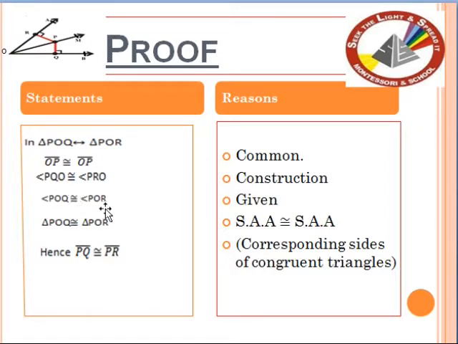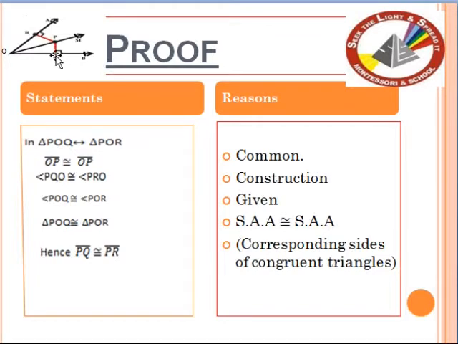Here we can see that two angles and one side of these two triangles are congruent. We have a postulate that if two corresponding angles and one corresponding side of one triangle are congruent to the two corresponding angles and one corresponding side of another triangle, both triangles will be considered congruent triangles. In this way we can say that these two triangles are congruent, and in congruent triangles you know that all the sides and all the angles are equal. So we can say that this side PQ is equal to this side PR.